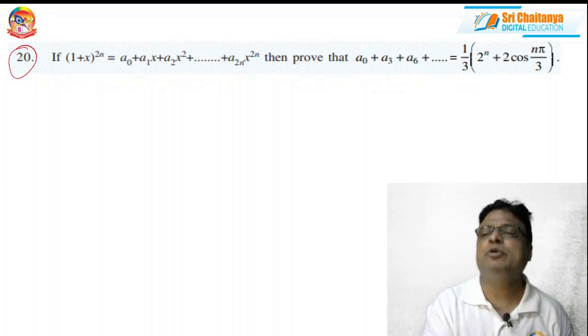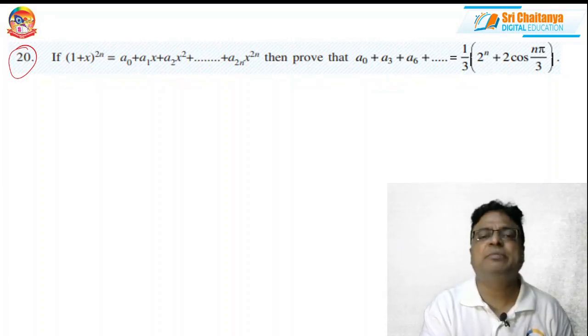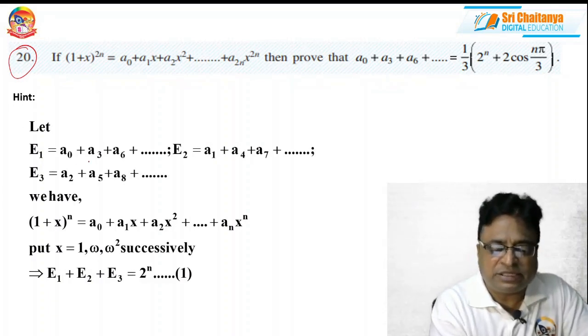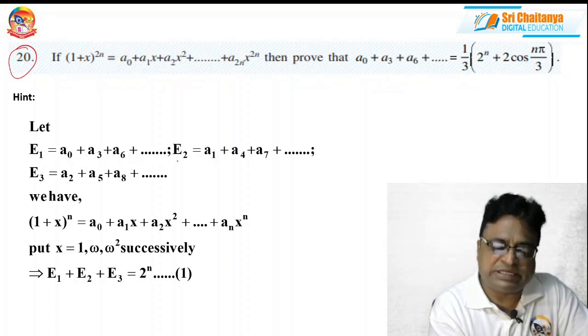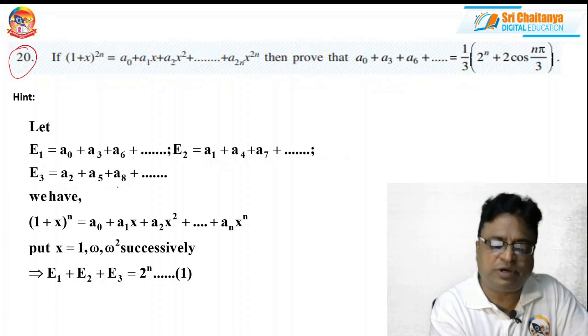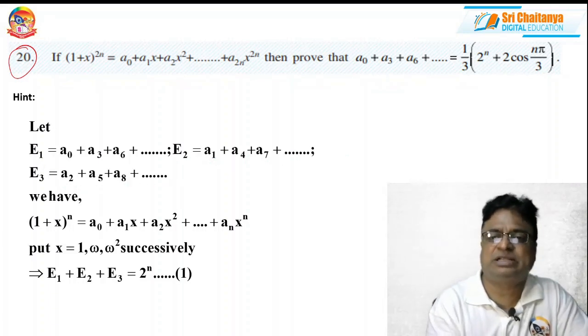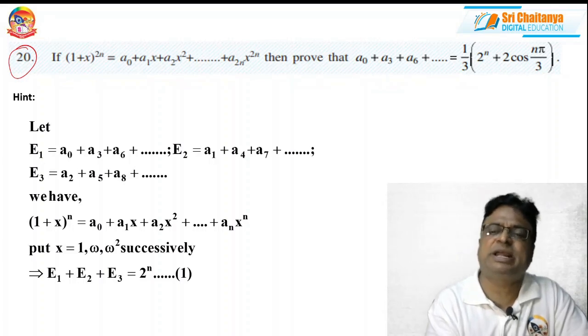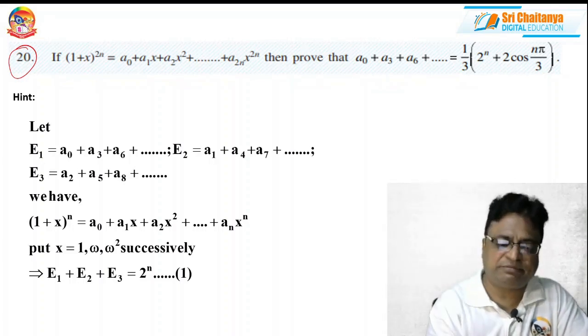So here, what I am doing is, now, here I am using some separate hints. Let us see. Suppose let my E1, capital E1, equal to A0 plus A3 plus A6 and so on. E2 equal to A1 plus A4 plus A7 and so on. E3 equal to A2 plus A5. I have taken like this. So all are different. If I am adding E1 plus E2 plus E3, I get the same expansion.